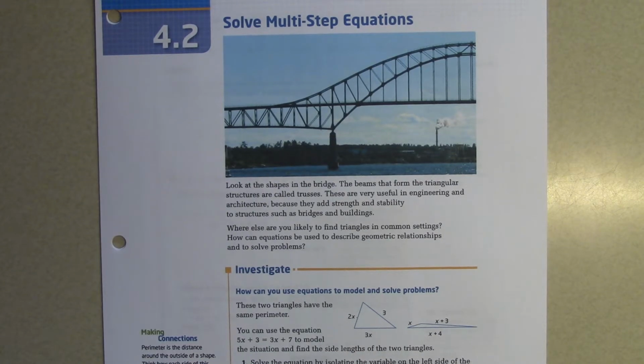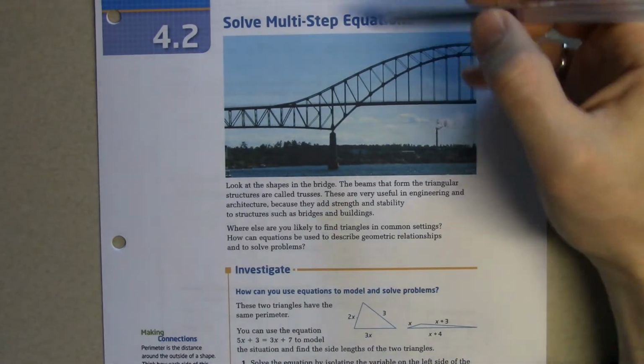Look at the shapes in the bridge. The beams that form the triangular structures are called trusses. These are very useful in engineering and architecture because they add strength and stability to structures such as bridges and buildings. Where else are you likely to find triangles in common settings? How can equations be used to describe geometric relationships and to solve problems?